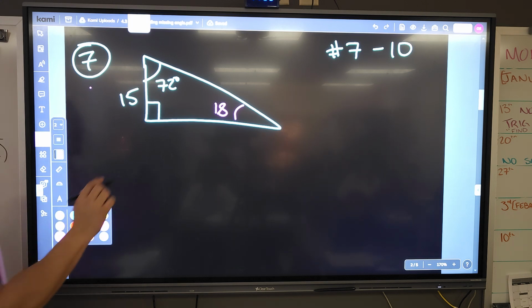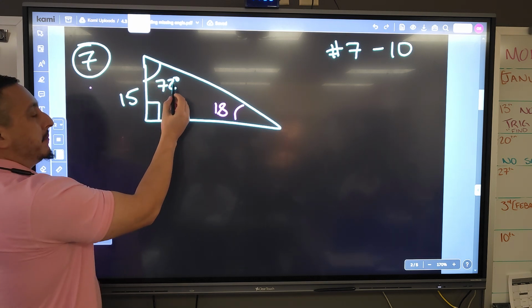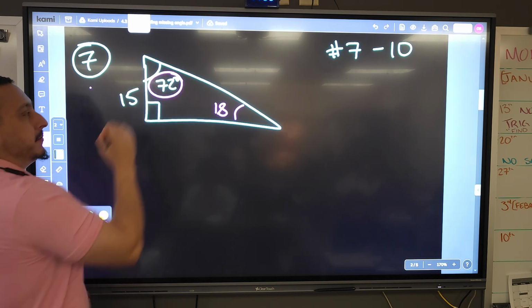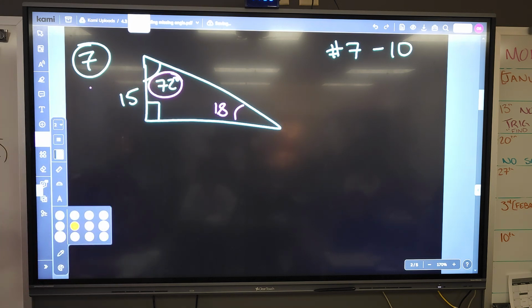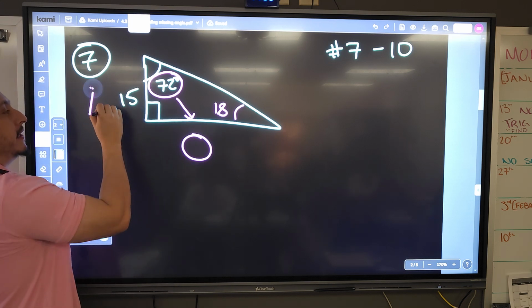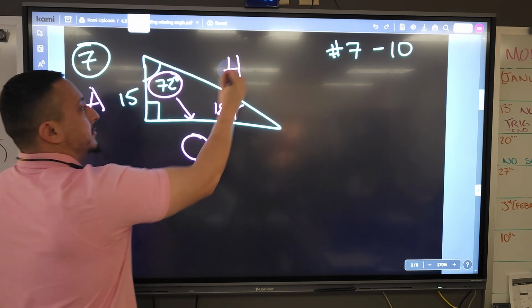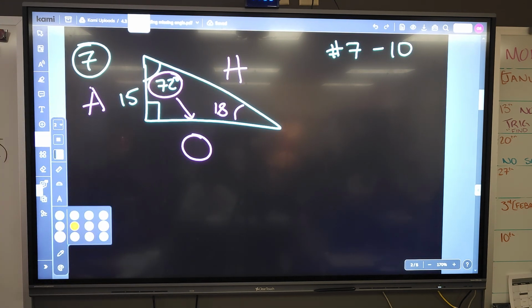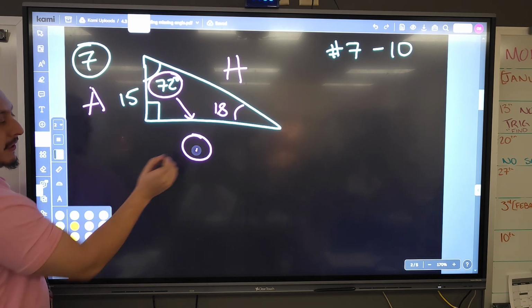Okay, so here's how we do it. Let's say I'm going to use it from this point of view. From the 72 point of view, this is my O, that's my A, and that's my H. So I'm missing two: my O and my H. Which one should you find first? It doesn't matter. You have to find both. So pick one of the two first. Let's say I want to find O.